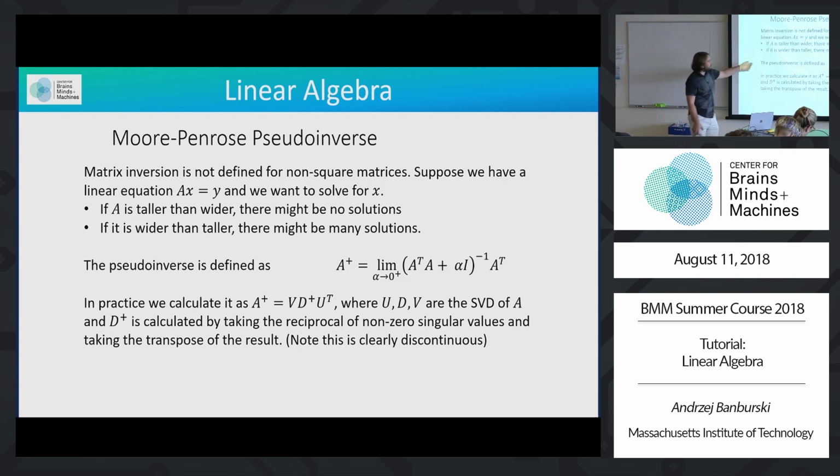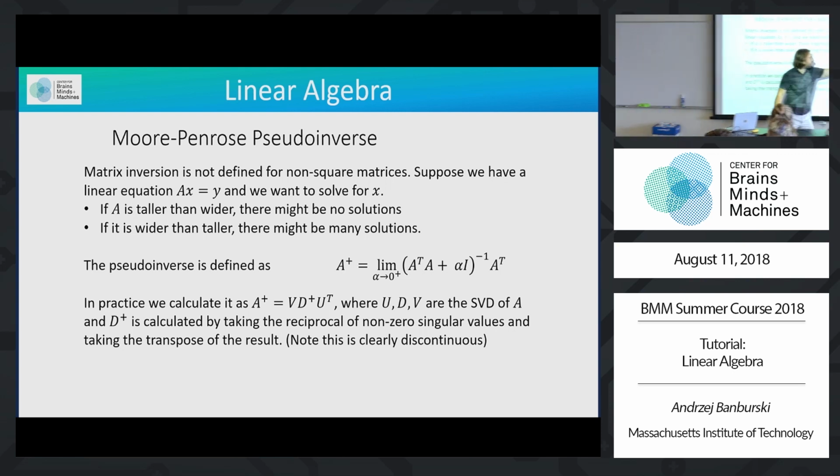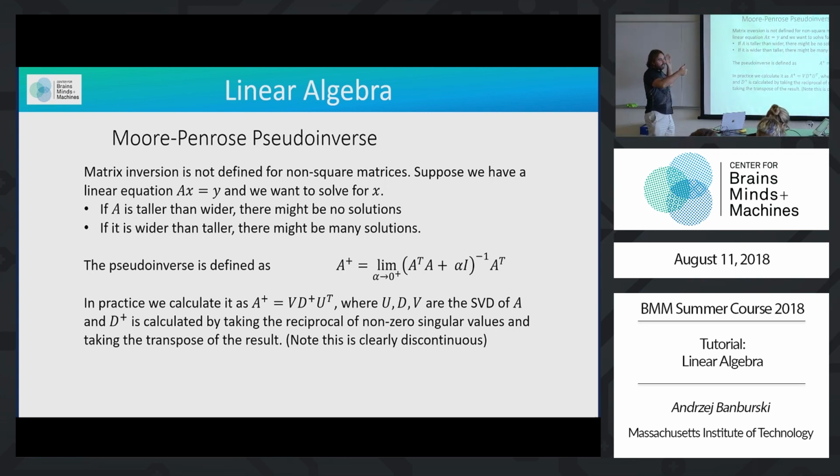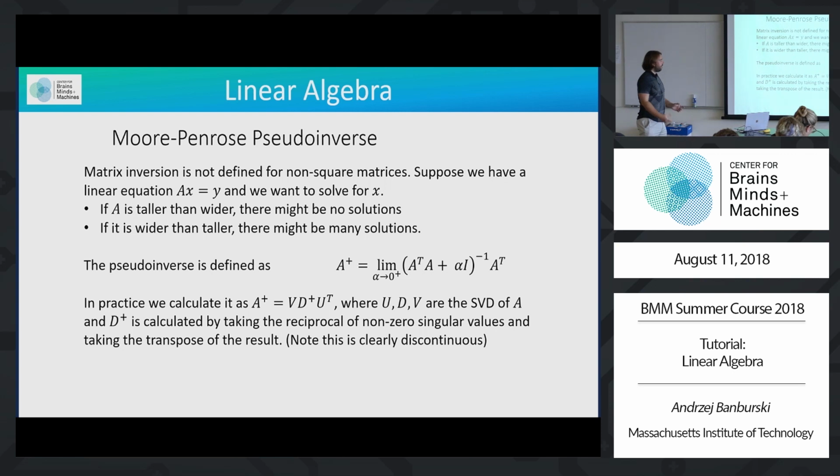But the closest you can get to it is the pseudo-inverse, which is defined in this funny way. You take A transpose times A, you add the identity with some scaling alpha, and you take the inverse of that, because that matrix is invertible now, since A transpose times A is square. Then you take the limit as alpha goes to 0, and multiply by A transpose again. This is very unintuitive, and in practice you don't calculate it this way.